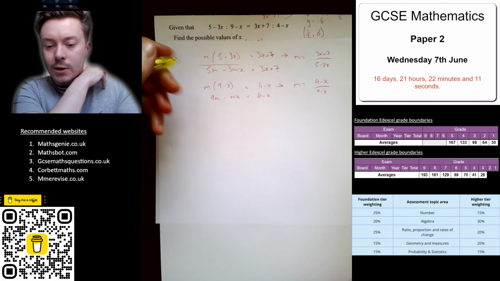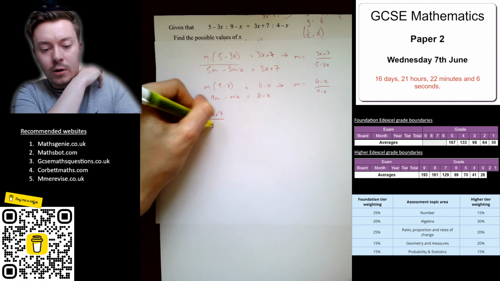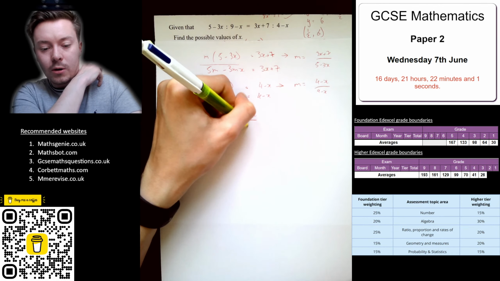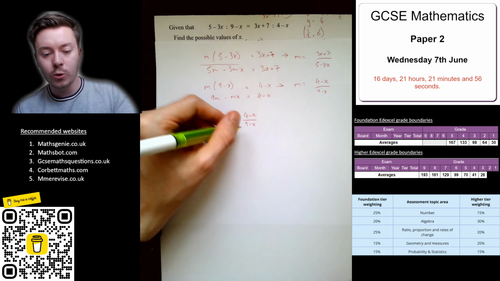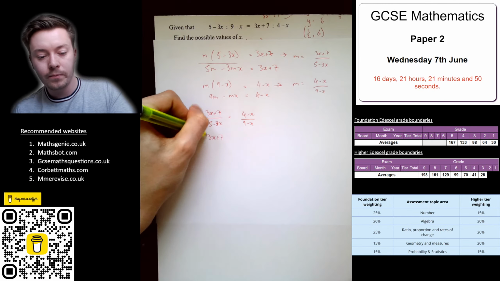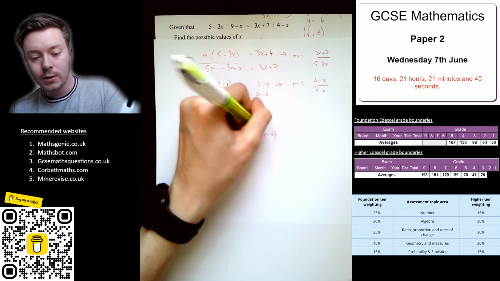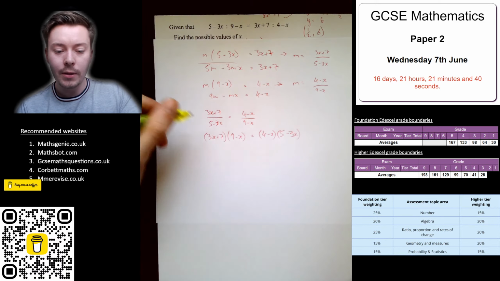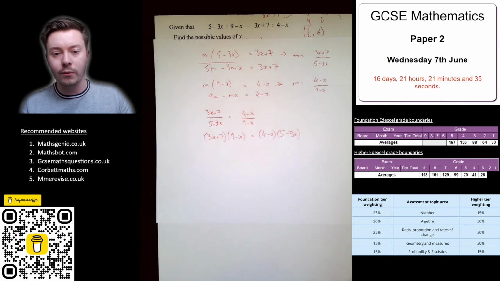So I'm going to put these two things equal to each other, so 3x plus 7 over 5 minus 3x is equal to 4 minus x over 9 minus x. And then I'm going to cross multiply, so 3x plus 7 times by 9 minus x is equal to 4 minus x times by 5 minus 3x. And then I'm going to multiply these out. I'm going to get a quadratic equation and then I'm going to solve it, and that will give me my values of x.